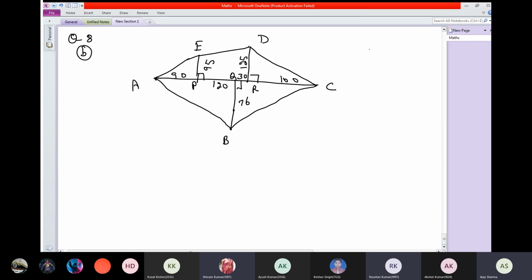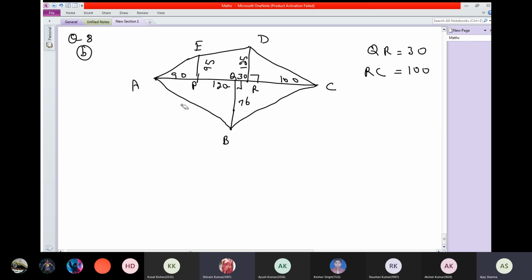Sir, QR. That's right. QR is your 30. And 100 is? Which side is your 100? Sir, RC. That's right. This is the mistake in this question. They are not writing the symbol like this one. This is the 30. Only this is the mistake. Rest of that there is no mistake.